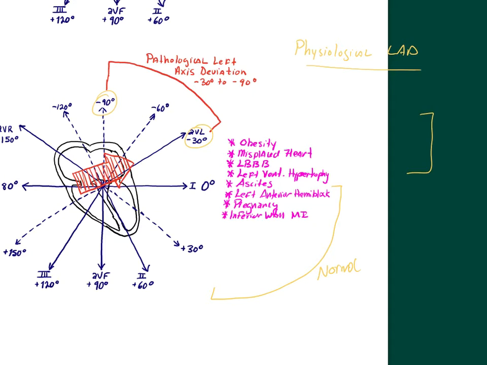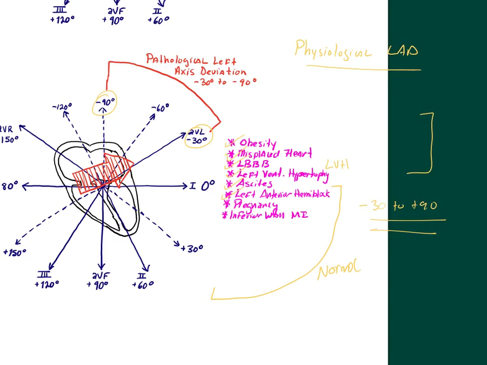What kinds of things cause this? Well, severe obesity can cause it. If you have a misplaced heart or a horizontal heart, so maybe your heart is just in an odd position, that can cause it as well. Left bundle branch block. Left ventricular hypertrophy, also known as LVH. What's ascites? A collection of fluid in the abdomen can push the heart up out of its normal anatomical position.